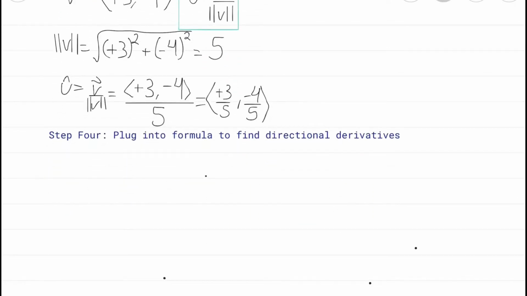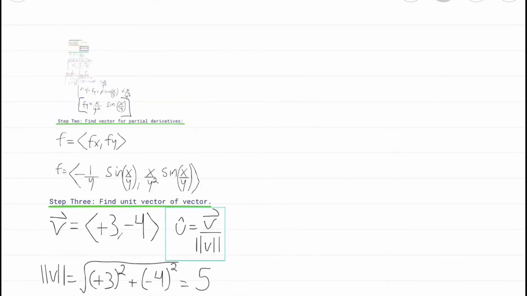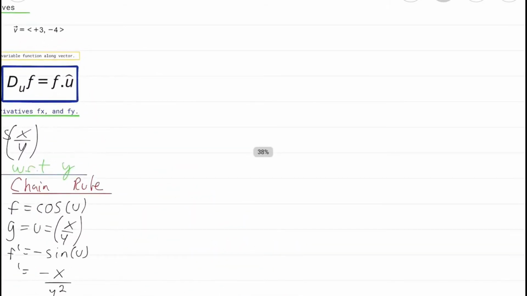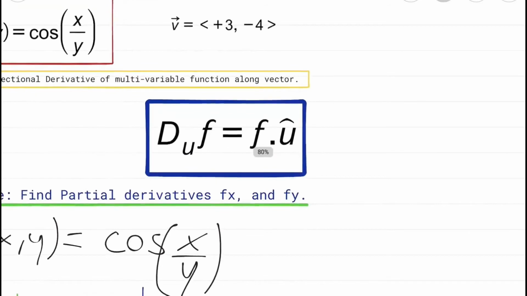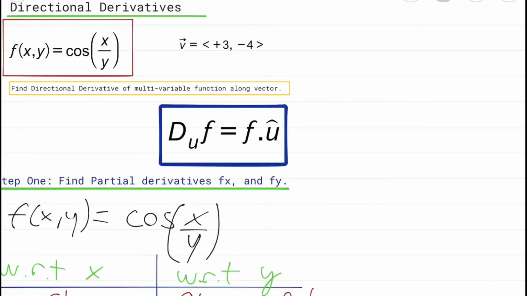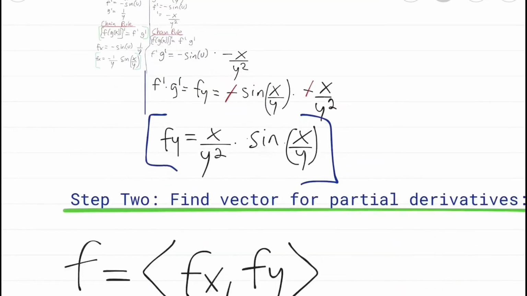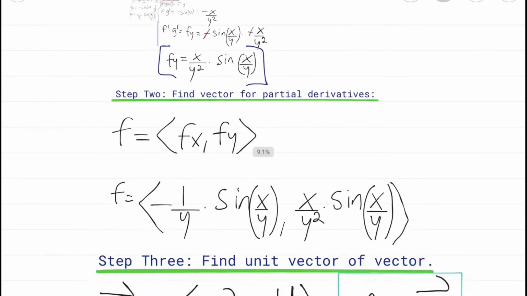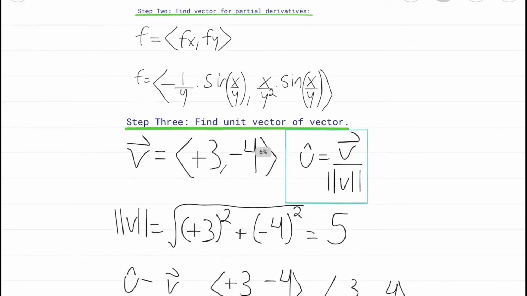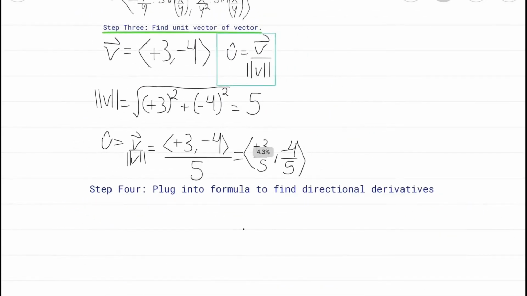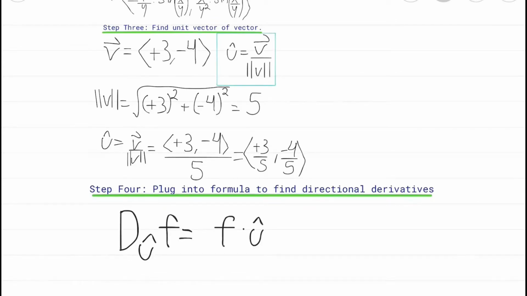So for step 4, what we simply do is plug into the formula to find the directional derivative. So what formula are we going to use? Well, we're using this one right here. The formula for a directional derivative would be the partial derivative vector dotted with the unit vector. And you will use this a lot. If you're doing mechanical engineering, you will deal a lot with unit vectors, partial derivative vectors, or any engineering field in general. But now we use this formula: the vector of the partial derivatives dotted with the unit vector.